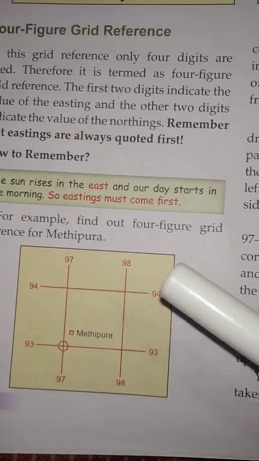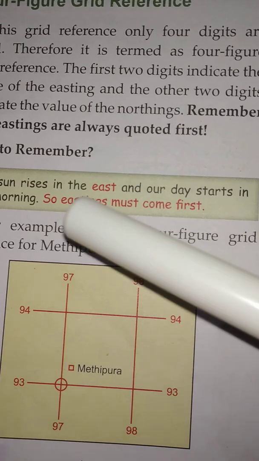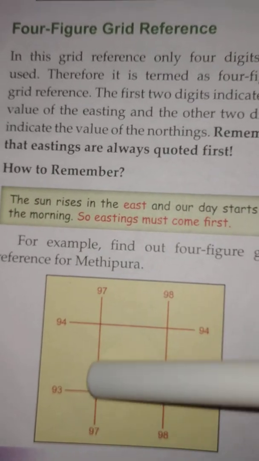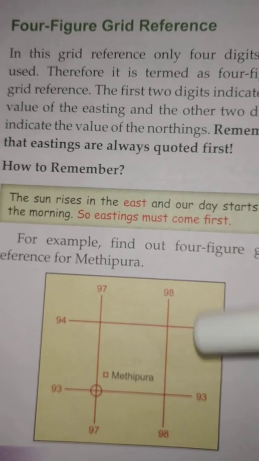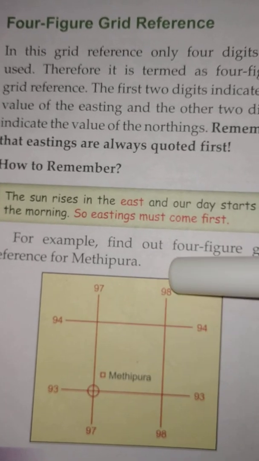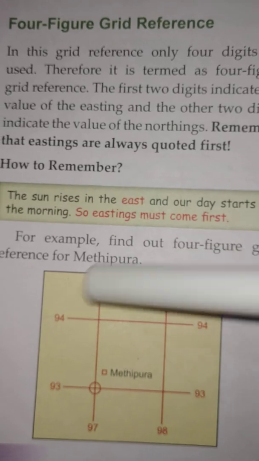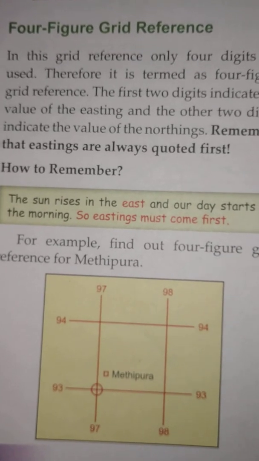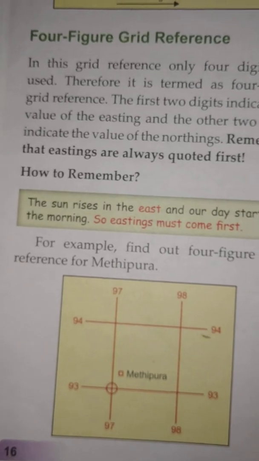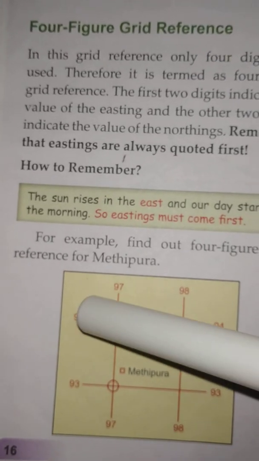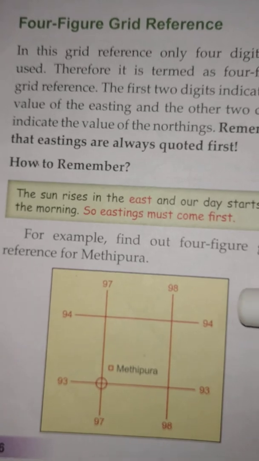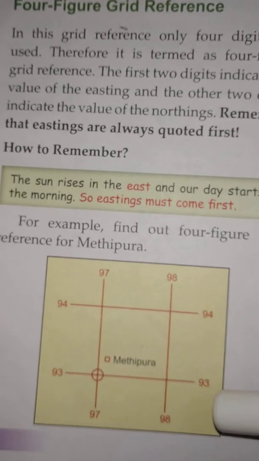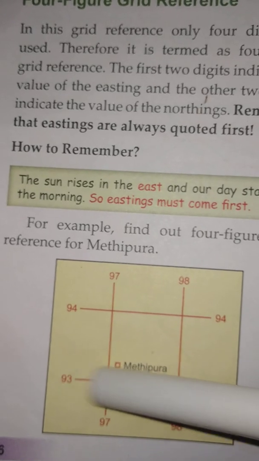In this given figure you can see this line. Its value is 97, and this line its value is 98. So these vertical lines are called eastings. Now the horizontal lines, see this line, its value is 94, and this line its value is 93.